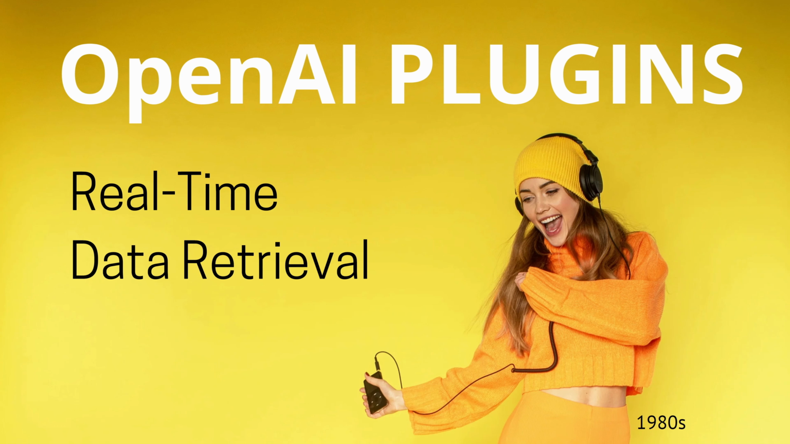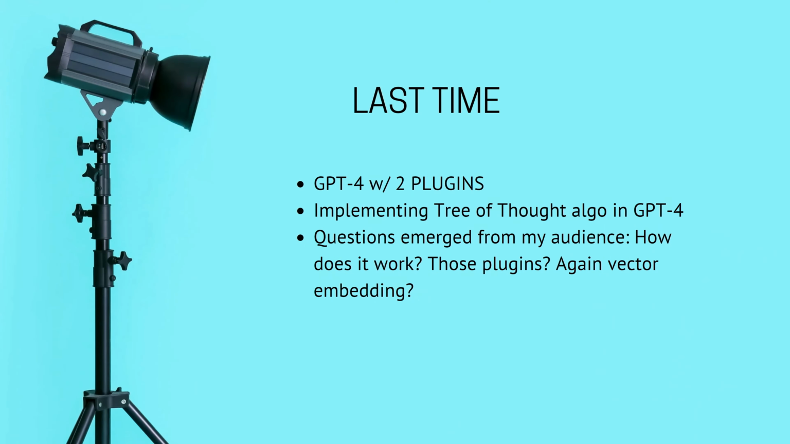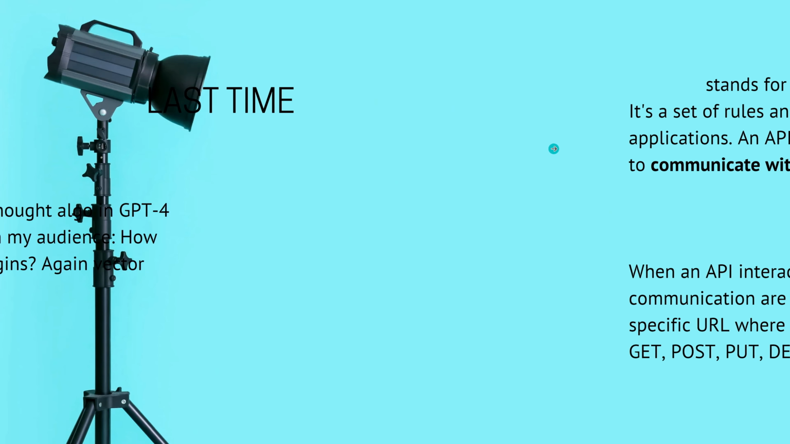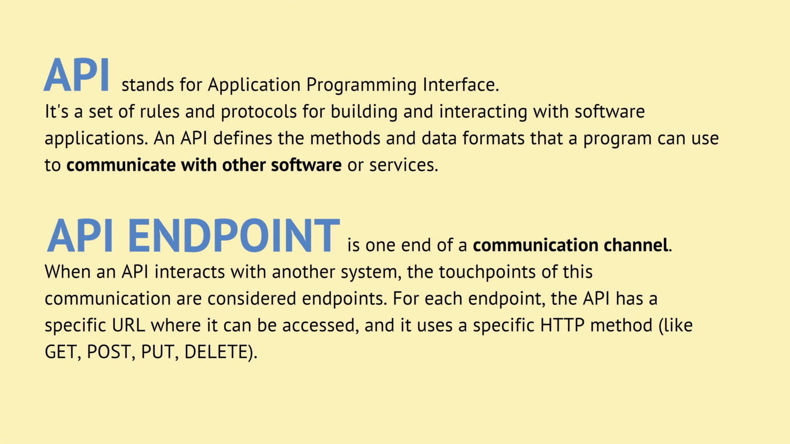Hello, community. Let's talk about OpenAI plugins and how they do the real-time data retrieval. Last time I showed you in GPT-4, we were implementing the tree-of-thought algorithm, and I used 2 plugins for the external interface for access to the internet. My audience had some questions about how this works technically. Why I've chosen those plugins, and do we have to work here again with vector embedding, and what vector stores do I use? So let's start at the beginning.